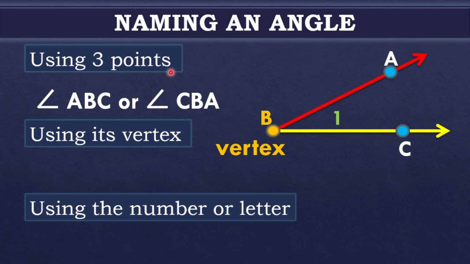Okay. Now, tatandaan that when we are naming an angle using 3 points, dapat po ang nasa gitna ay yung kanyang vertex. Okay? So, pwede po siyang angle A, B, C, or C, B, A. Pareho lang po yun. Okay? So, hindi po pwede si B, A, C because A is not the vertex. Hindi rin po pwede si A, C, B because C is not the vertex. So, tatandaan na dapat pag nag-name tayo using 3 points, ang vertex po ang nasa gitna.